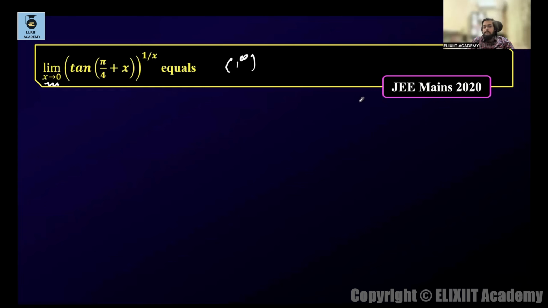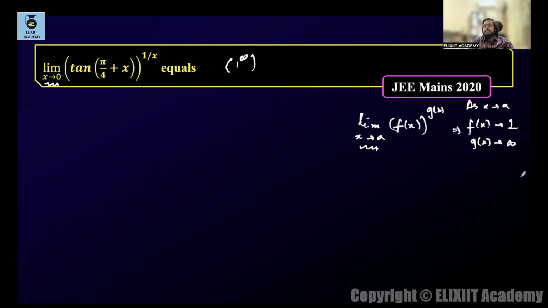How do we solve this? I hope you remember that there is a direct formula. Limit x tends to a of f(x) raised to the power of g(x). After putting the limit, as x tends to a, f(x) tends to 1 and g(x) tends to infinity. So we have the form 1 raised to the power of infinity. If this takes place, then what is the formula directly? We write it as e raised to the power of limit x tends to a, g(x) comes down, times f(x) minus 1. That's how we write it.